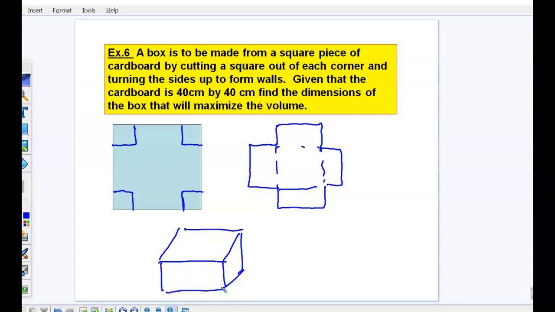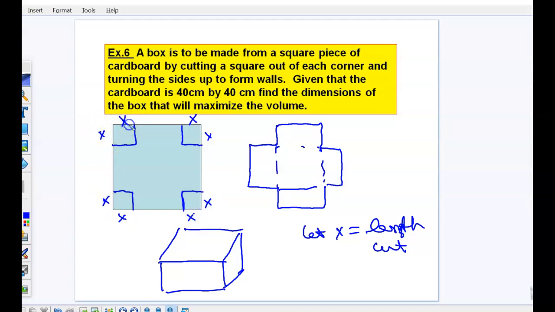Okay, so first things first, we know the entire original size of my cardboard was 40 by 40, and I'm going to let X equal the length of the cut. So let X equal the length of the cut. Okay, so all of these little cuts are X.